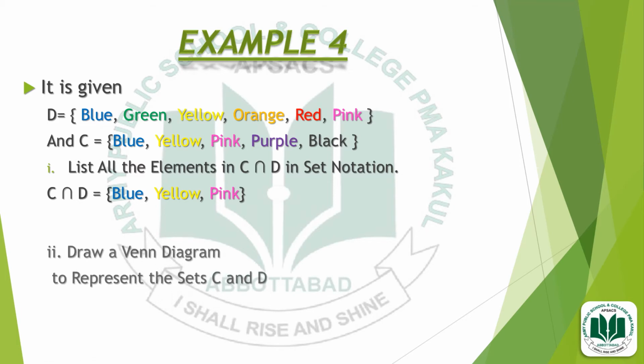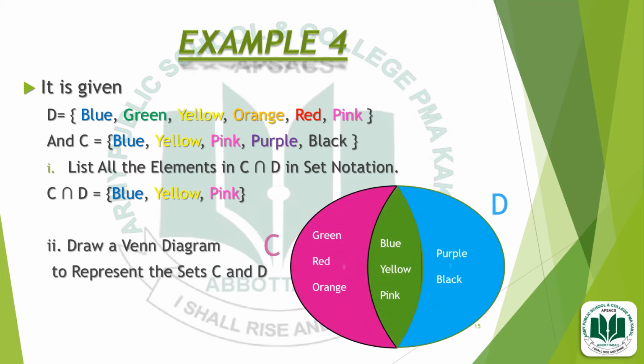Now, if I want to make a Venn diagram representing these two sets, that would be this one, in which I have placed green, red, and orange in this uncommon region, purple, black in this uncommon region of set B, and blue, yellow, and pink, which are common, that I have placed in this overlapping part.